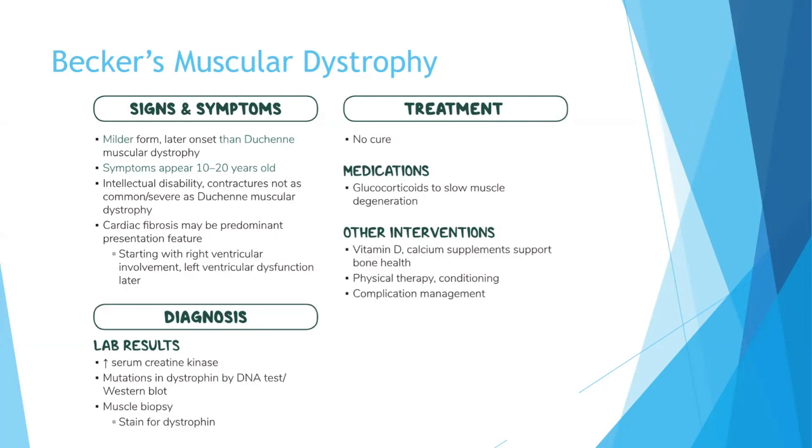Diagnosis is by increased serum creatine kinase, mutation in the dystrophin gene by DNA test or Western blot, and muscle biopsy, which is stained for dystrophin. Treatment: there is no cure for Becker muscular dystrophy, although we can use medications like glucocorticoids to slow the muscle degeneration. Other interventions may be vitamin D and calcium supplements to support bone health, physical therapy, and complication management.